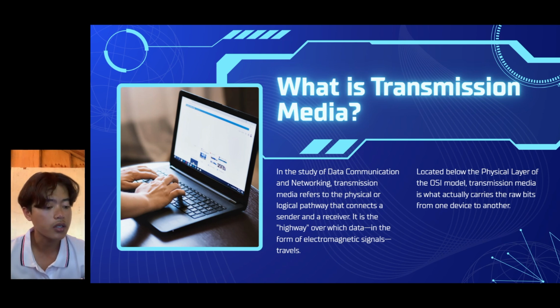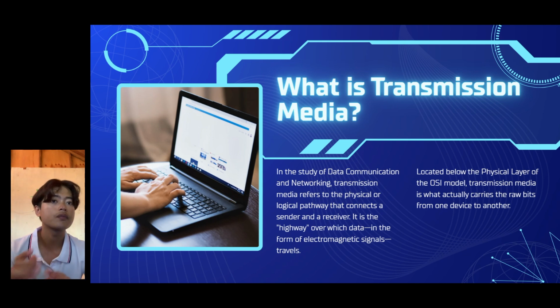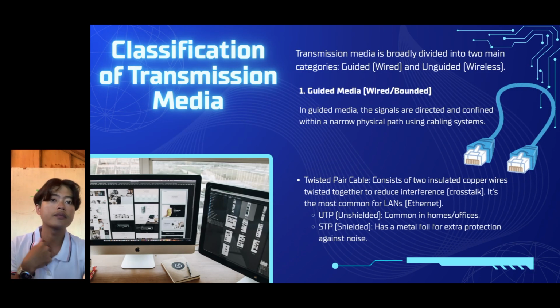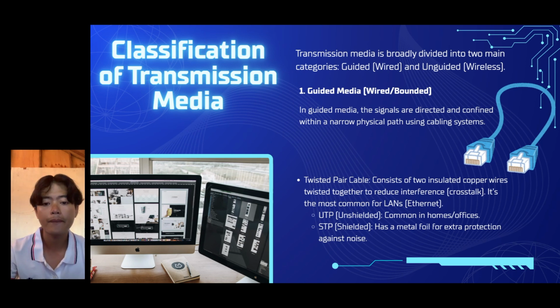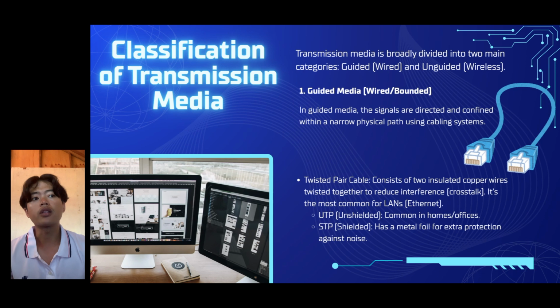So for transmission media, there is a classification. As you can see on the screen, the classification of transmission media is broadly divided into two main categories: guided, which refers to wired, and unguided, which refers to wireless. The first one is guided media, which is wired or bounded. In guided media, the signals are directed and confined within a narrow physical path using cable systems.